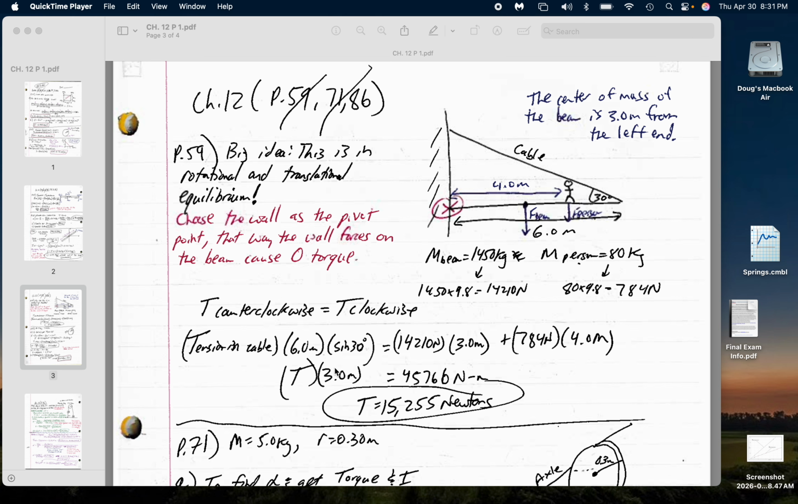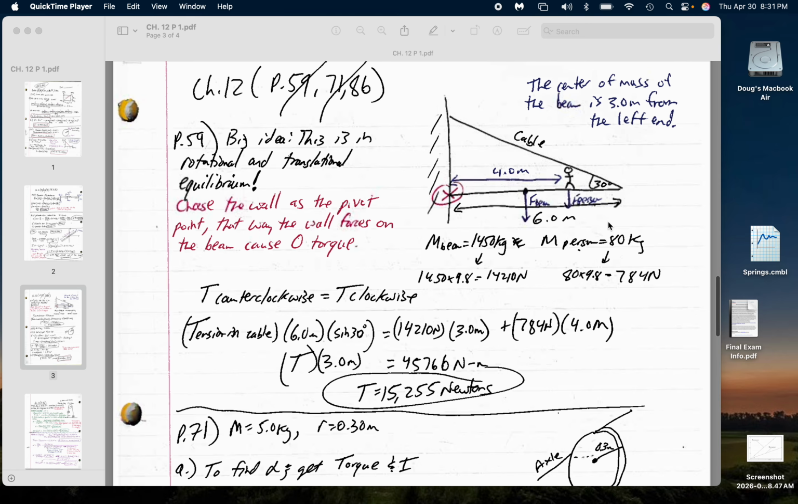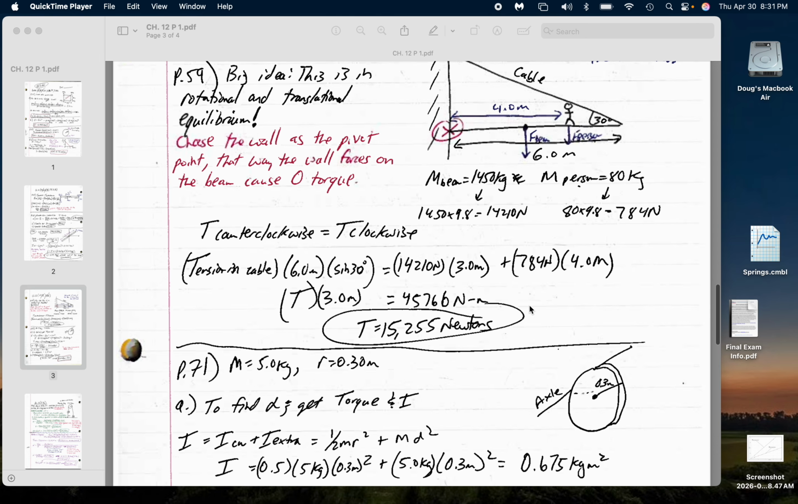Clockwise, that would have to equal the counterclockwise torque, so I'm dividing by the distance that I have over here. So I get that the tension in that cable would be 15,255 newtons. That wouldn't be the vertical component of tension, that's the actual tension in the cable, which, if you're in construction, is what you're interested in, because there are limits and breaking limits and things like that.